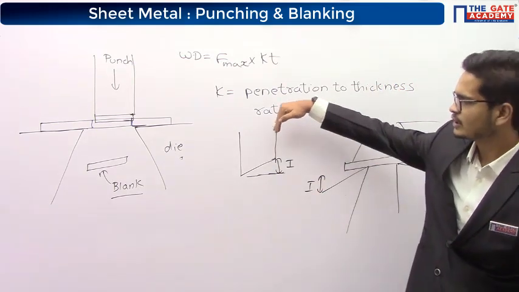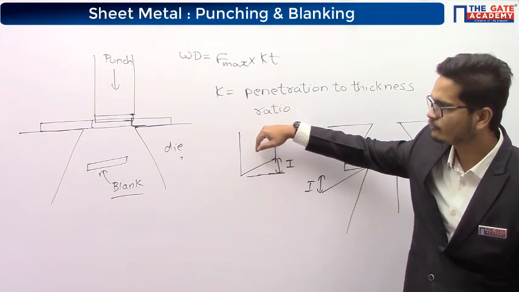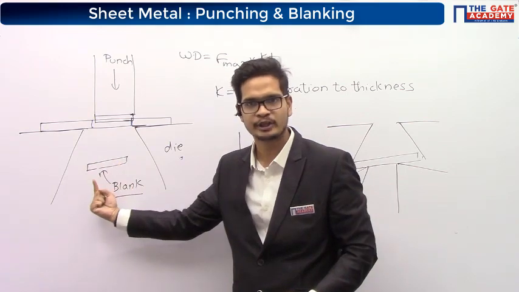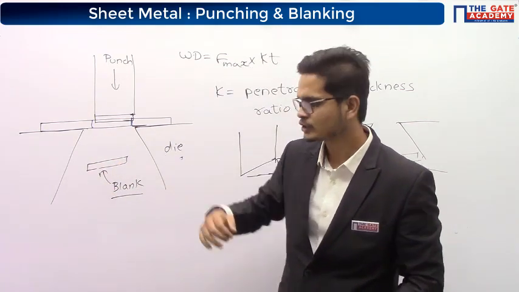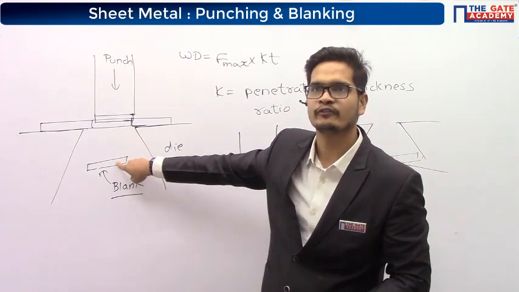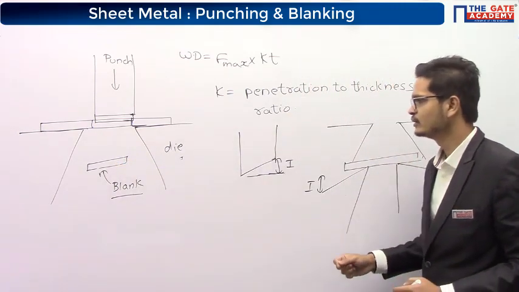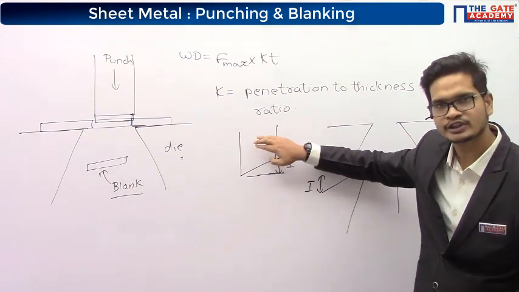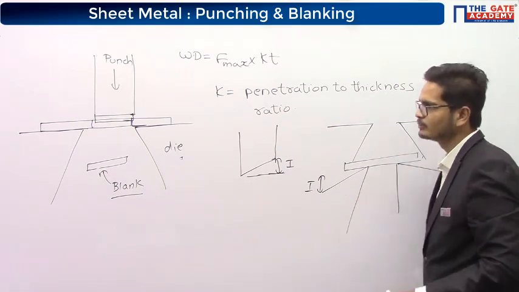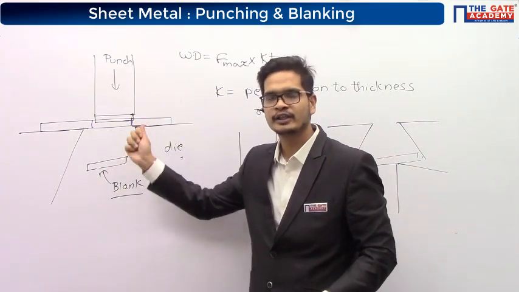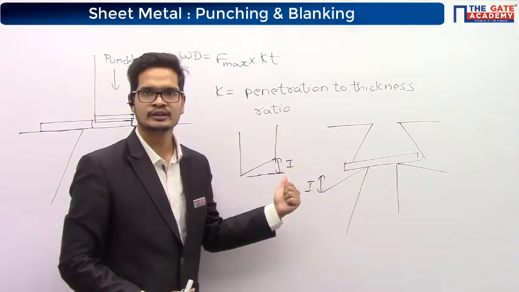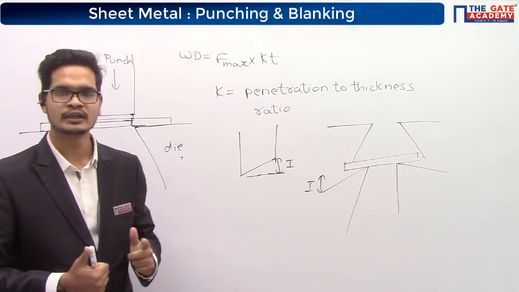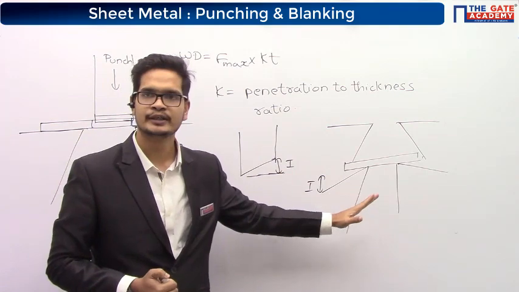Now what happens is, when you have made the punch conical, the blank will deform. It won't be straight. It will bend. So if the blank is the useful component, you won't provide the shear on the punch. You will provide the shear on the die. And similarly, if the hole is a useful component, you will provide the shear on the punch. So for punching operation, the shear will be provided on the punch, and for blanking operation, the shear will be provided on the die.